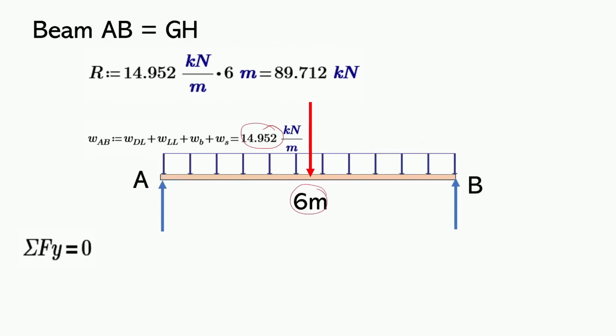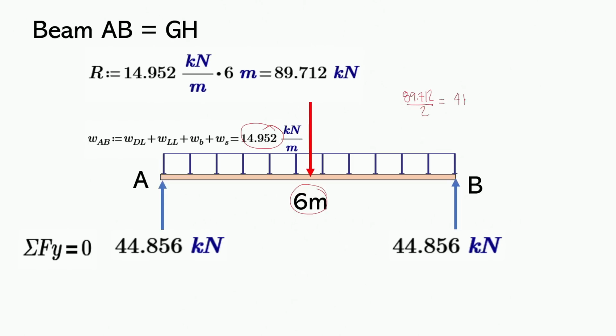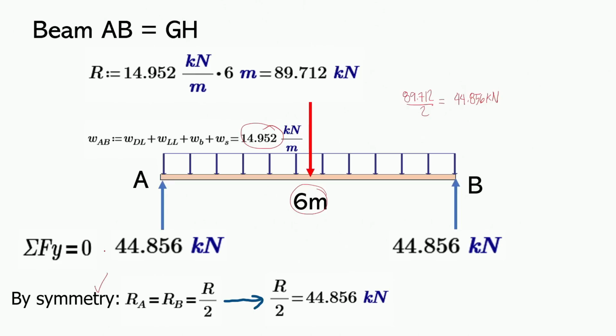And then summing of forces vertical, we can just simply say that if we divide this by 2, then ito na yung reactions na yan. So 89.712 divided by 2 will give us 44.856. Dito lang galing yan. Again, this is the condition by symmetry. And so diba, ito yung beam reactions natin.